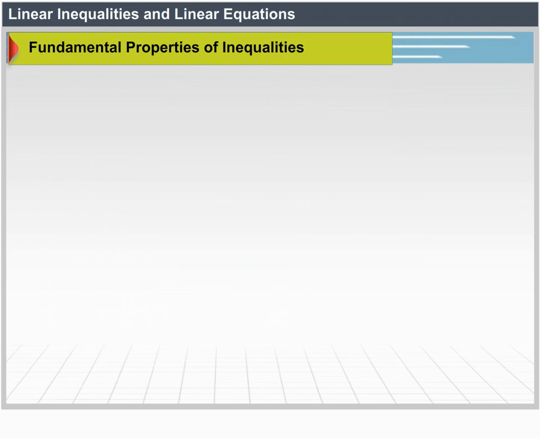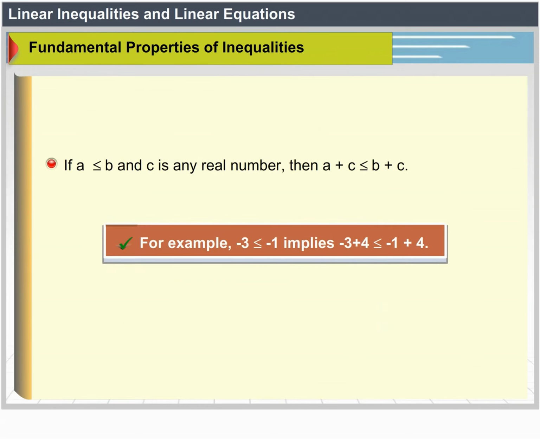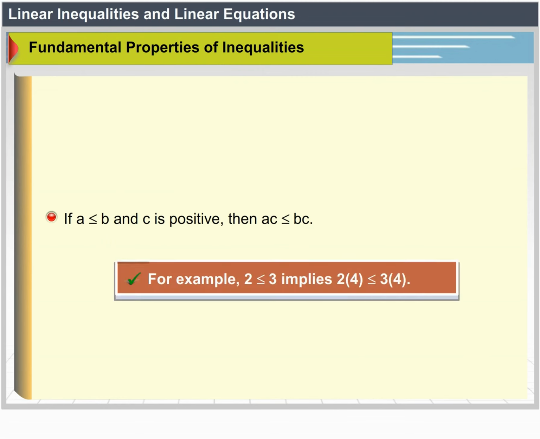Fundamental properties of inequalities. If a is less than or equal to b and c is any real number, then a plus c is less than or equal to b plus c. For example, minus 3 less than or equal to minus 1 implies minus 3 plus 4 less than or equal to minus 1 plus 4. If a is less than or equal to b and c is positive, then ac is less than or equal to bc. For example, 2 less than or equal to 3 implies 2 into 4 less than or equal to 3 into 4.